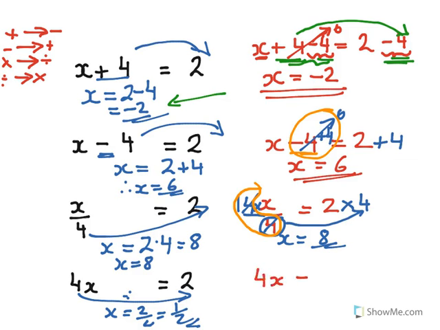Well, we don't want to know what 4 lots of x are. We want to know what 1 lot of x is. And the way to get 1 lot of x is to divide this side of the equal sign by 4, because we know that 4 divided by 4 will give us 1 lot of x. If we divide this side by 4, we have to divide this side by 4. 2 divided by 4 is a half.